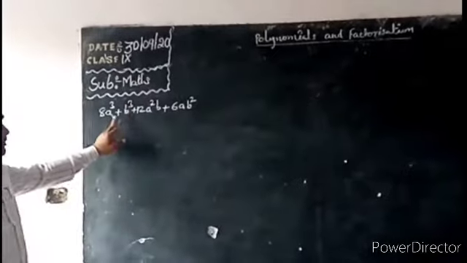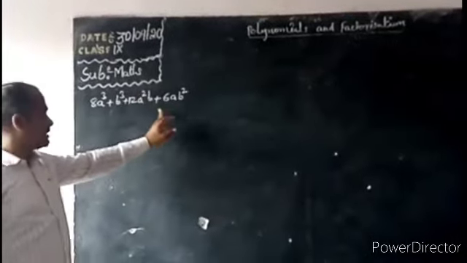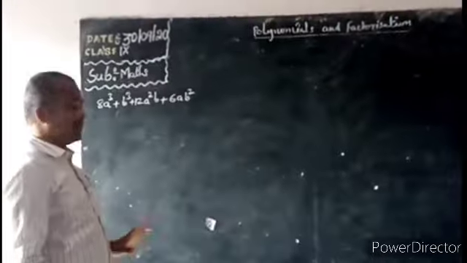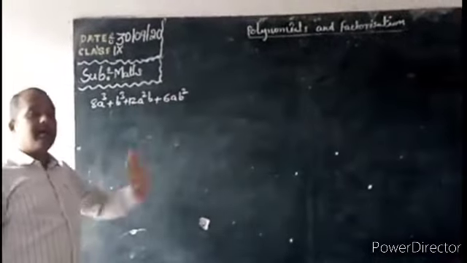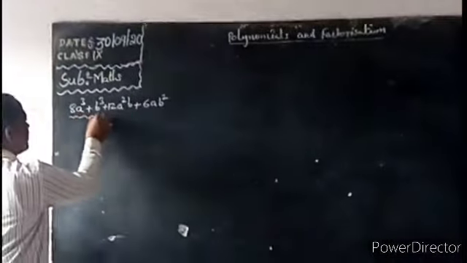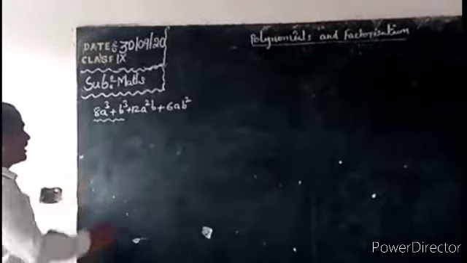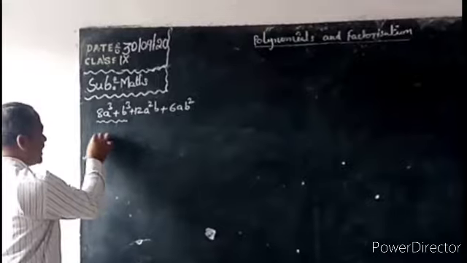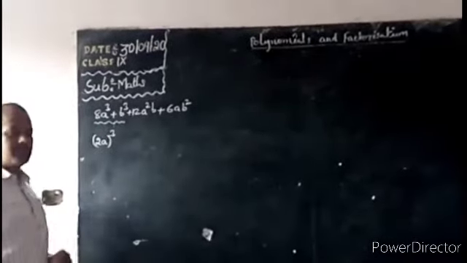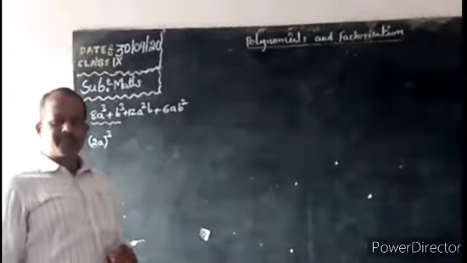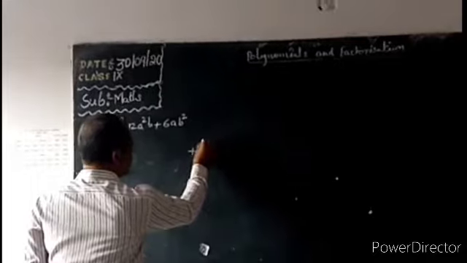Now 8a cube plus b cube plus 12a square b plus 6ab square. You have to factorize this by using a suitable identity. Here the cube terms are what? 8a cube and b cube are the two terms containing cubes. Yes, na? Now 8a cube can be written as 2a whole cube. 2 into 2 into 2 is 8, a cube is a cube only. Next, b cube. That means plus b cube. In order we are writing.